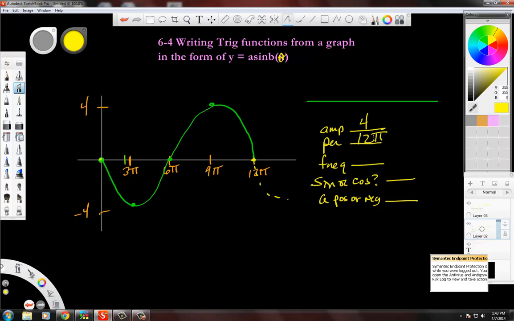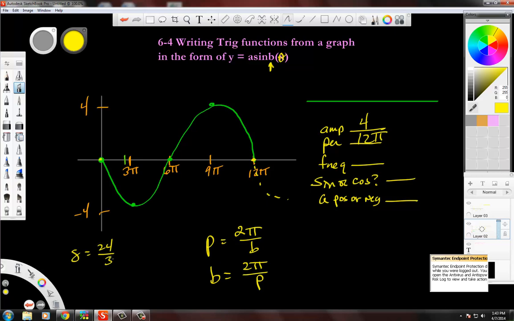Now, what's the frequency if the period's 12 pi? Well, check this out. The period is 2 pi over b, and b is that number right in front of theta. Well, we don't know what b is, but we do know what p is. You can also rearrange this into a new formula that says b equals 2 pi over p. And if you're like, how can you do that? Well, you just remember that those two things are flippable, which is not a word.